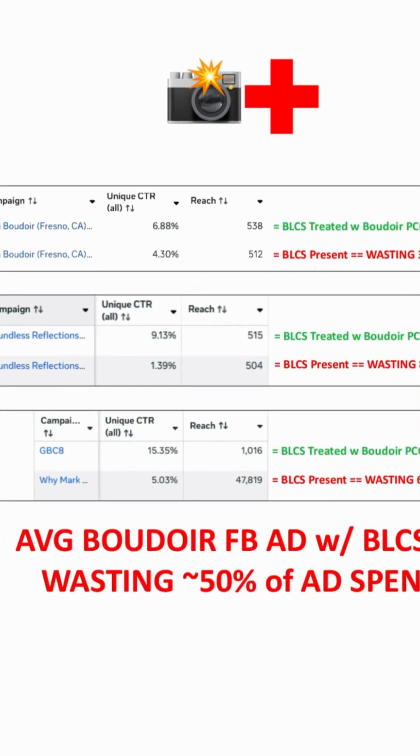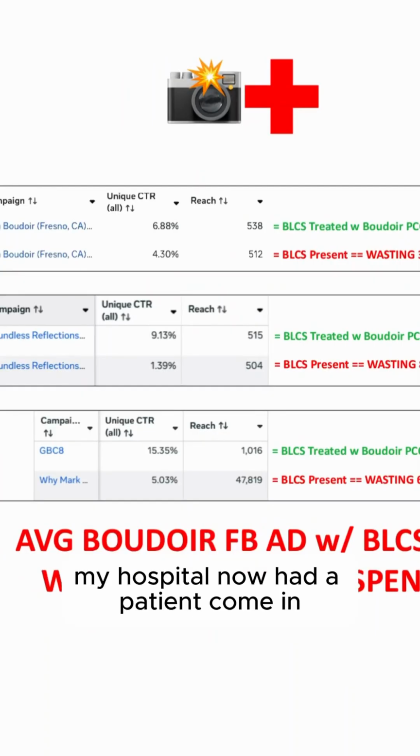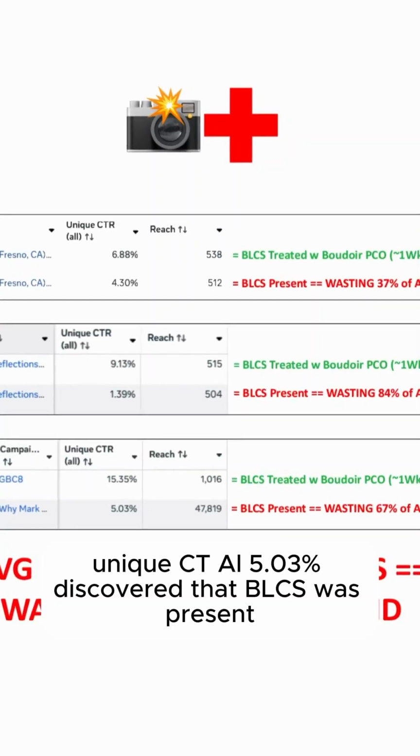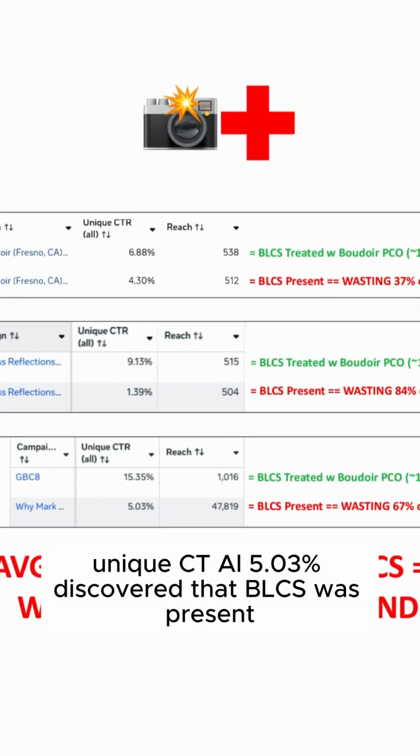Finally, my hospital now had a patient come in, unique CTR all 5.03%, discovered that BLCS was present.